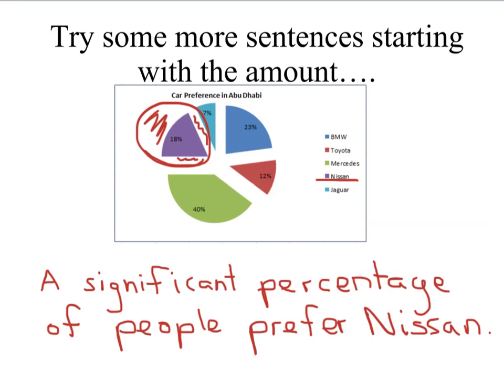I'd like you to try some more sentences starting with the amount. For example, I could say that a significant percentage of people prefer Nissan. I say significant because 18% of people prefer Nissan. This is a noticeable amount. A significant amount is the amount that is noticeable.